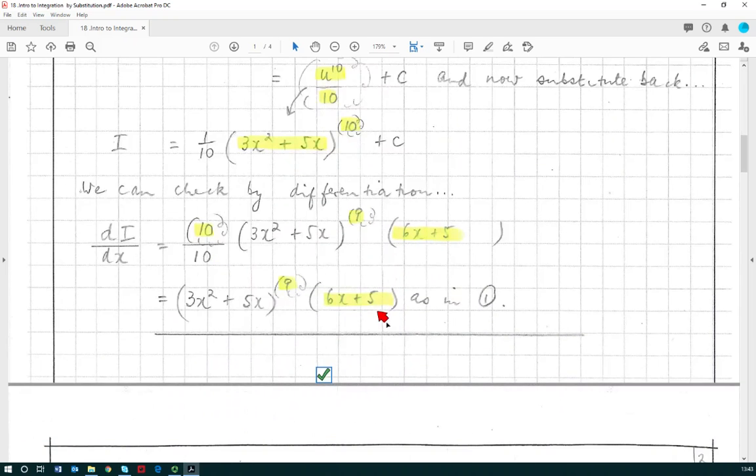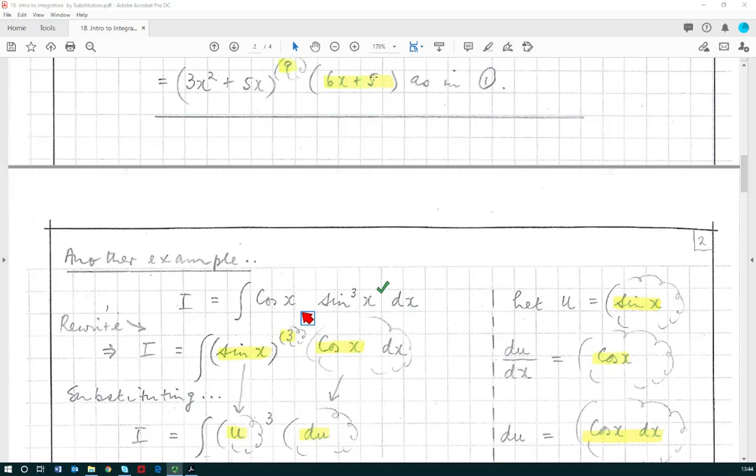Okay, let's go further. Let's do a definite integral this time. So look at the next example. Okay, I've got the integral of cos x sin³x. Now, which part is the derivative of which part? If you differentiate cos x, you certainly don't get sin³x. If I differentiate sin³x, I don't get cos x. But if I differentiate sin x, just part of that function, I'll get cos x.